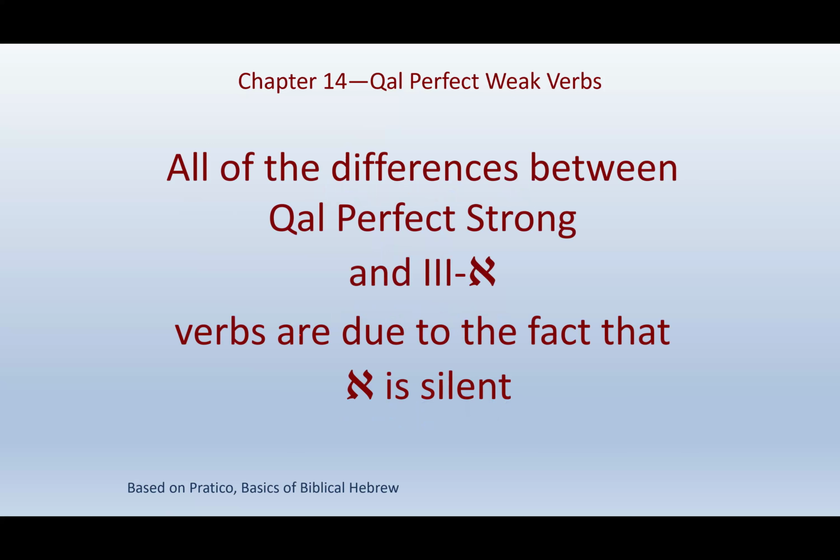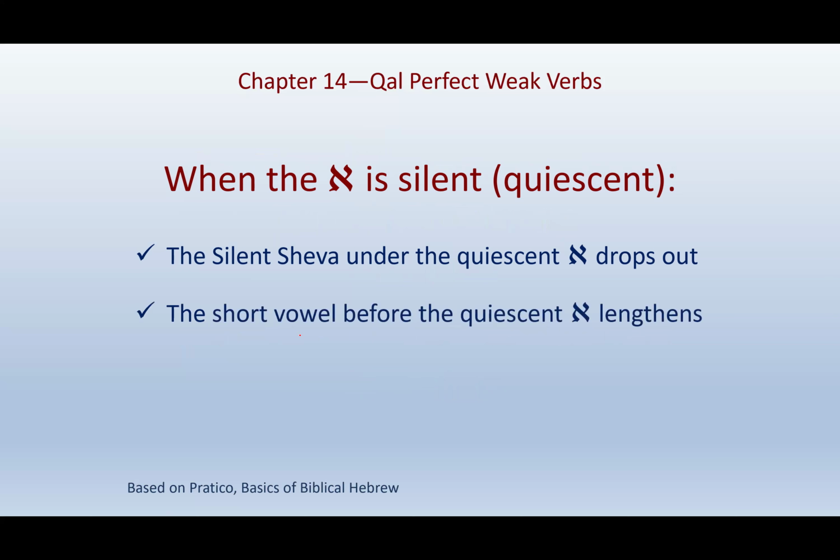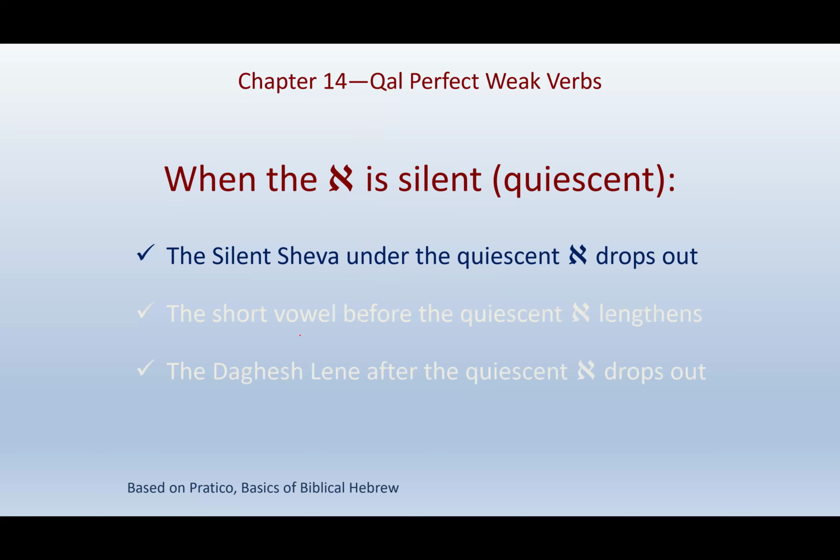Now we'll look at why some of these differences, because the aleph, of course, is a silent letter, and even when it has a shva, it has to be a silent shva, and we'll talk about that more. All the differences between the qal perfect strong and the three aleph verbs are due to the fact that the aleph is silent. When the aleph is silent, they call it quiescent. It quiesces. It is silent. The silent shva under the quiescent aleph drops out. The short vowel before the quiescent aleph lengthens. That's where we're seeing the qamets there. And then the dagesh lene after the quiescent aleph drops out. These are all rules we've seen. We're going to see them specifically here next.